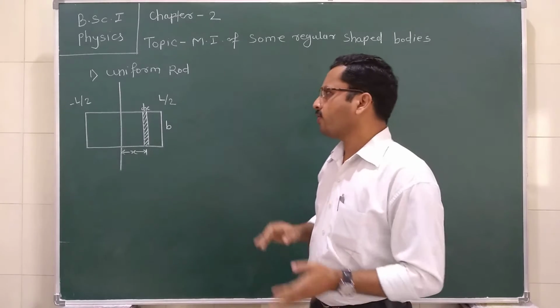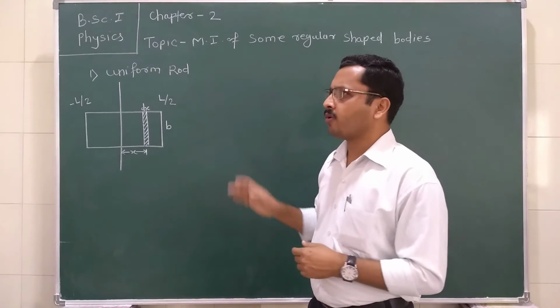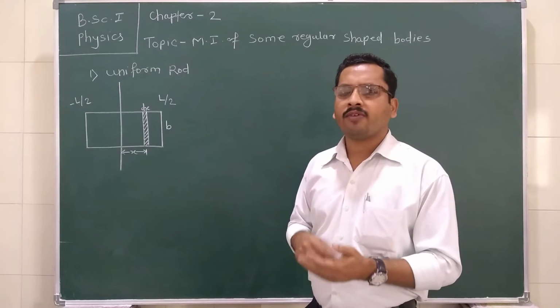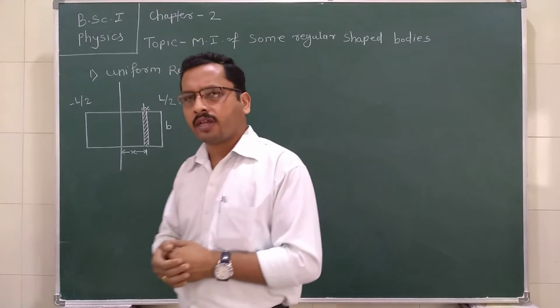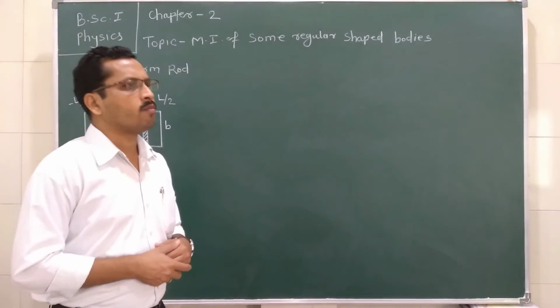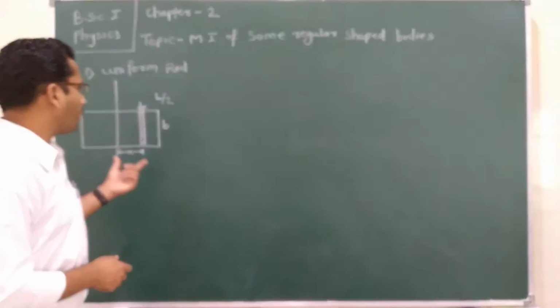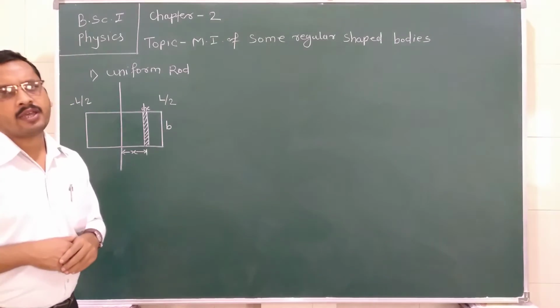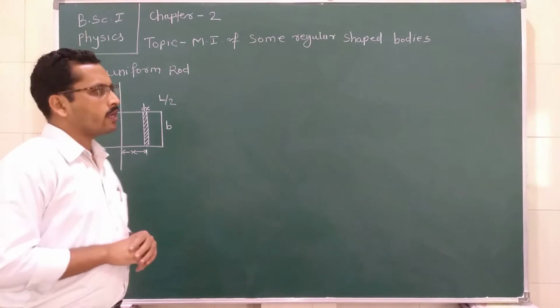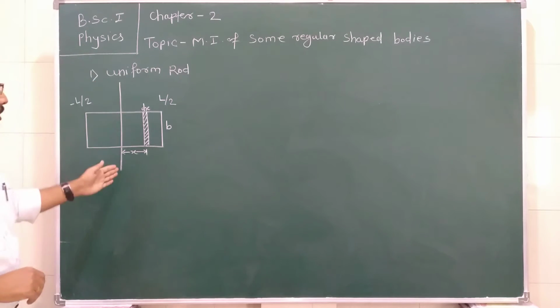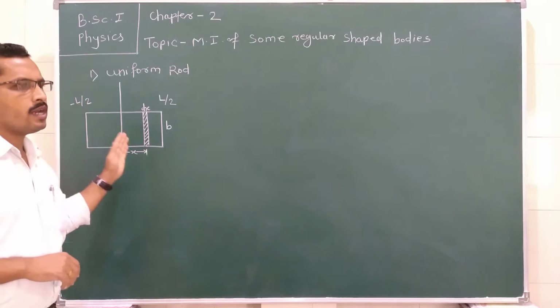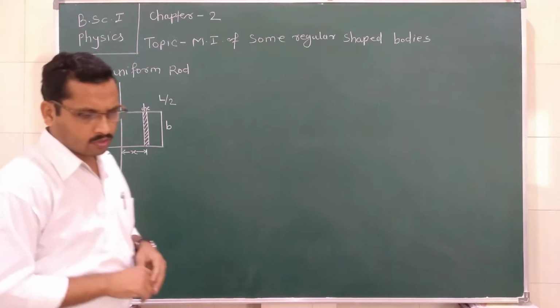So how to find out the moment of inertia of this uniform rod, and then we can apply the parallel axis theorem and perpendicular axis theorem, and find out the moment of inertia of this uniform rod about different axes. Okay, so we are starting with the moment of inertia of a uniform rod about an axis passing through the center of this uniform rod.